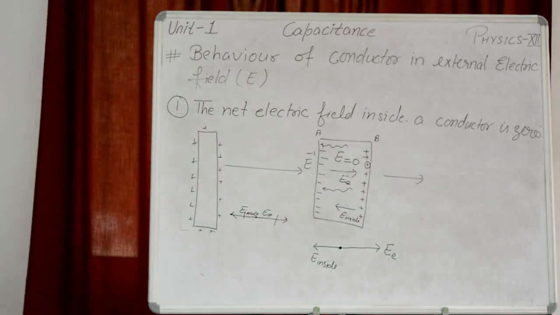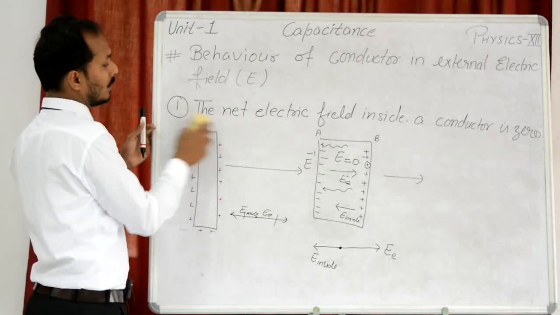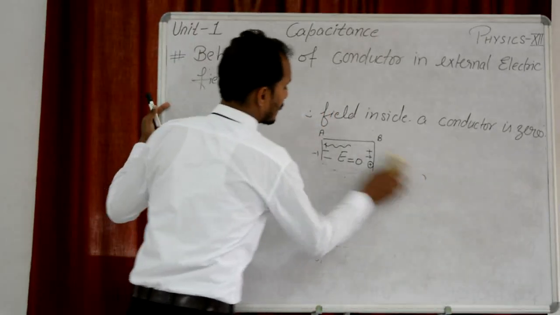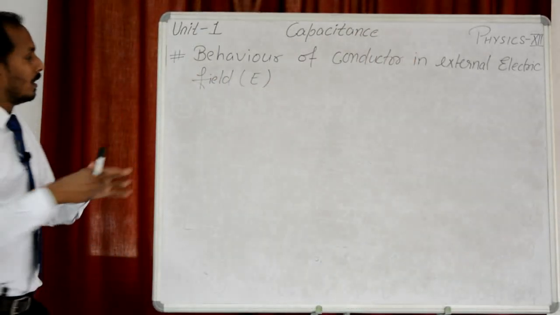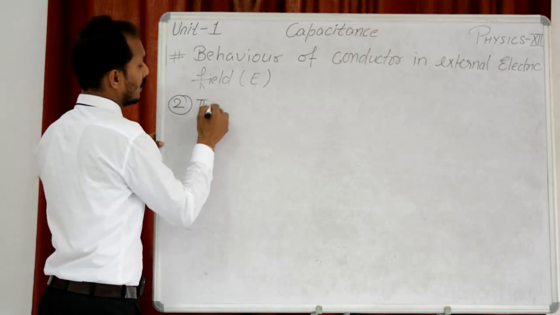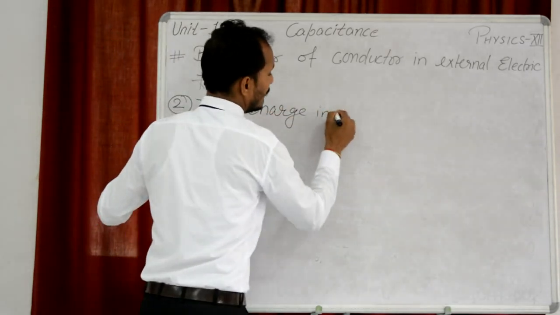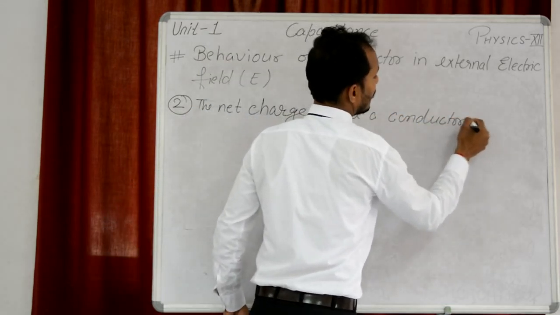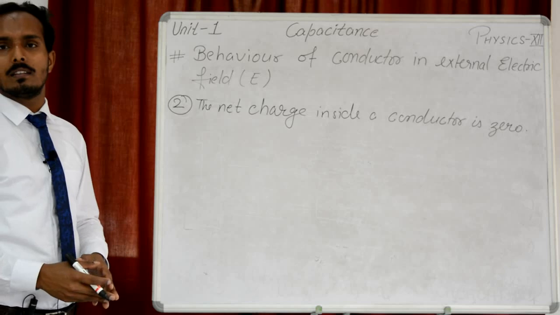So the next point is a very important property: the net electric field inside a conductor is 0. The next topic is that the net charge inside a conductor is 0 when you place it in an external electric field.